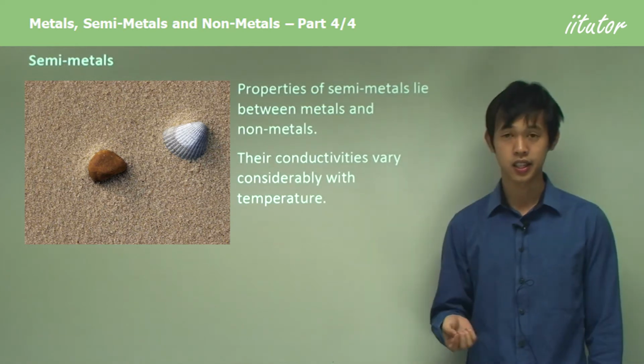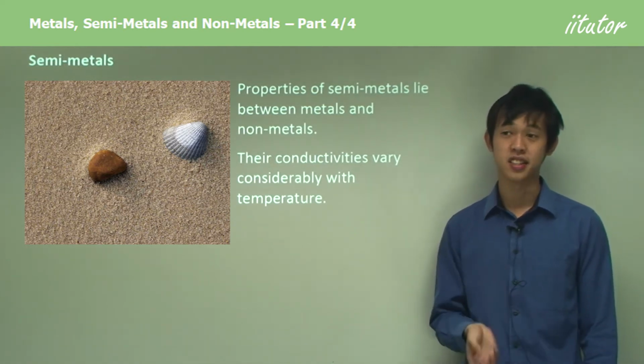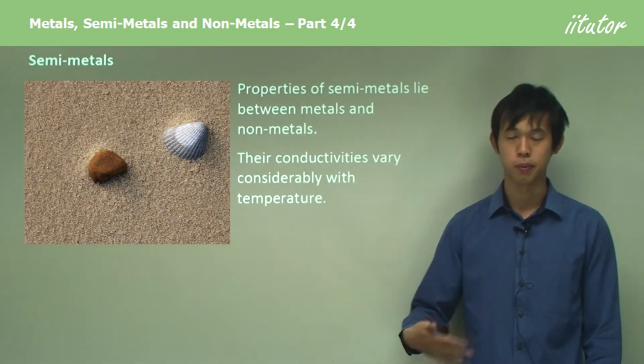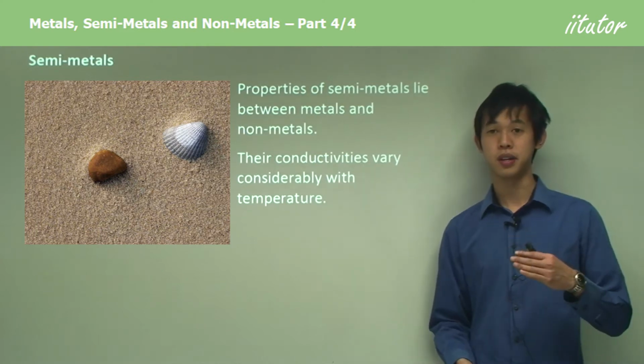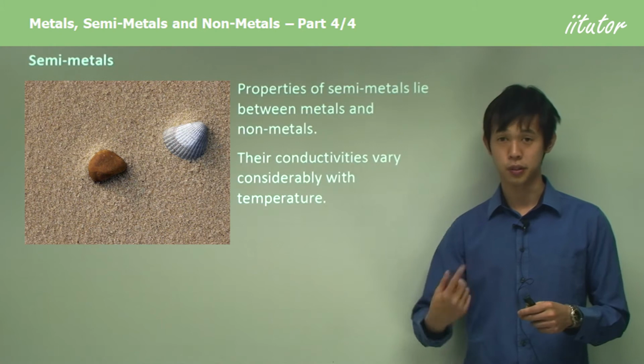So if I take silicon, it's a bad conductor of electricity, pure silicon. If I heat the silicon, it becomes a better conductor. I continue to heat it, it gets better and better and better as I heat it. With semi-metals, the conductivity of the substance goes up as the temperature goes up.